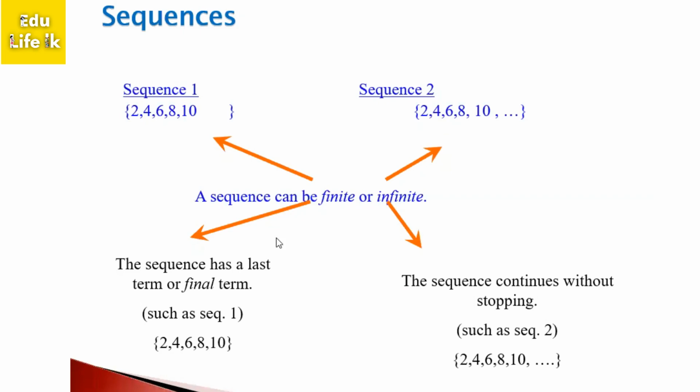So here we have a finite sequence and an infinite sequence. A finite sequence has a last term, or final term. That means there's a last term, so we call such a sequence a finite sequence. Here the sequence continues without stopping, so we call this an infinite sequence.